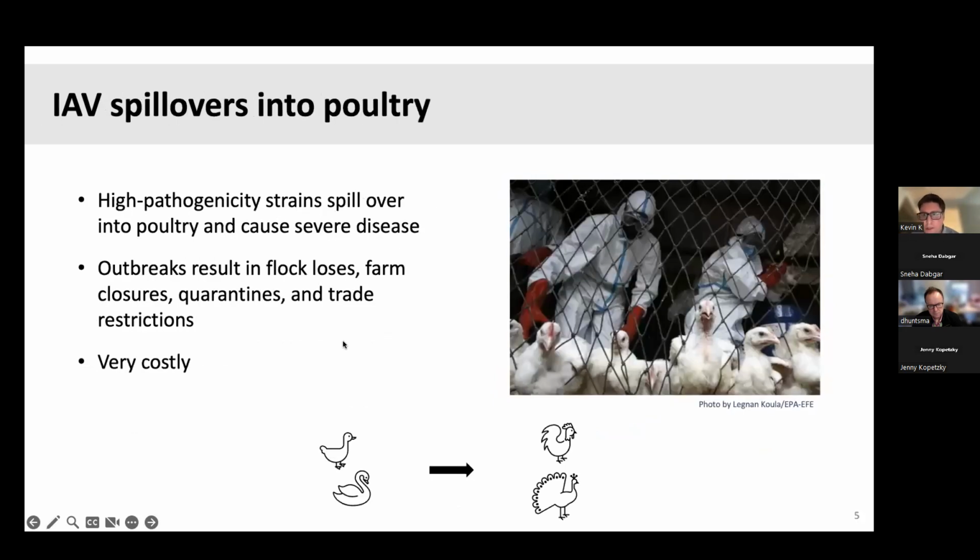Now, as humans, we really start to care about flu viruses when they spill over from wild birds into our poultry. High pathogenicity strains cause really severe disease in poultry. Outbreaks can wipe out an entire flock, leading to farm closures and quarantines and trade restrictions. So these outbreaks are very, very costly.